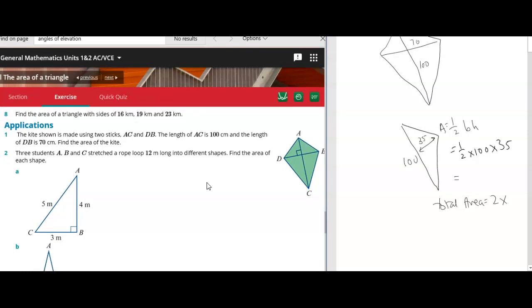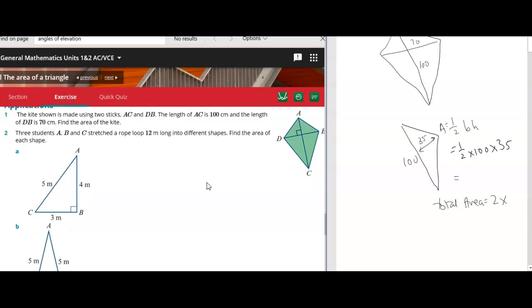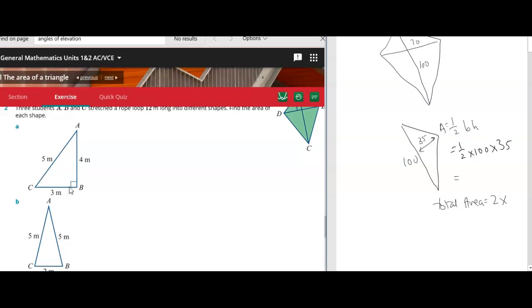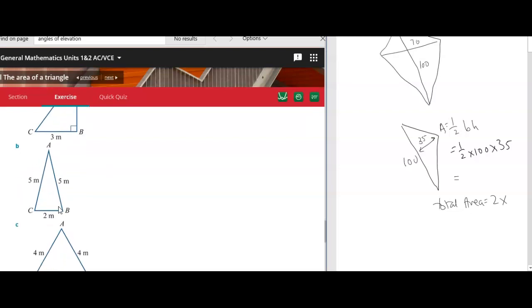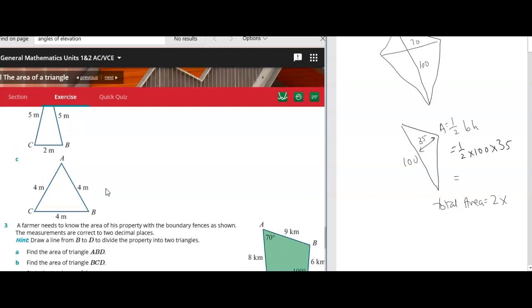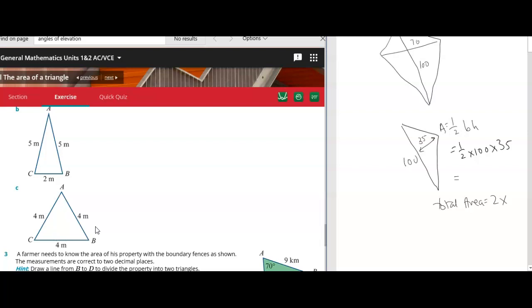All right, question 2. Three students, A, B, and C, stretched a rope loop 12 meters long into different shapes to find the area of each shape. This is easy. For A, you would just use half base times height, so you've got a base of 3 and a height of 4. For B, you could use Heron's formula, and you could use Heron's formula for this one as well. I'd use Heron's formula for this one too.